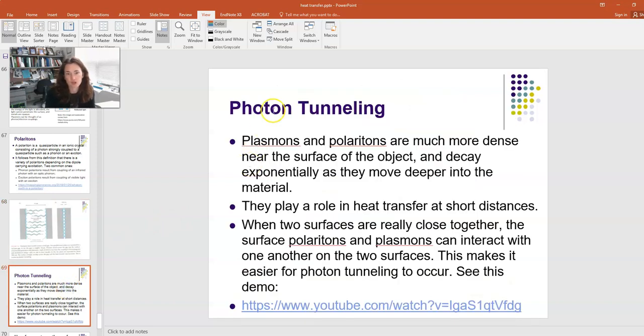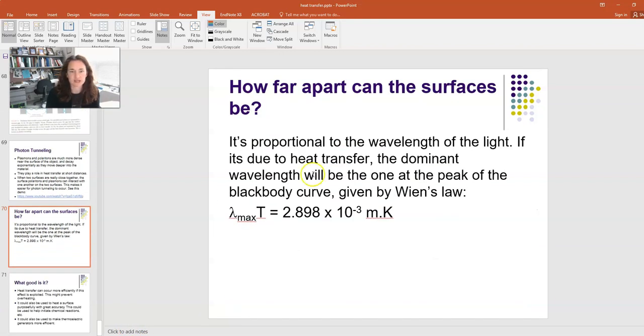So the plasmons and polaritons are much more dense near the surface of the object. Of course, they decay exponentially as you move deeper into the material, but these things can play a big role in heat transfer at short distances. When the two surfaces are close together, the surface polaritons and plasmons can interact with one another on those two surfaces, and this makes it easier for the photons to tunnel across from one to another. Okay? So you can have these particles interacting, causing more and more photons to be able to jump from one to another, and that makes the radiation larger.